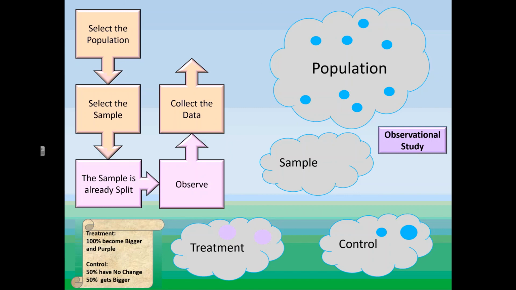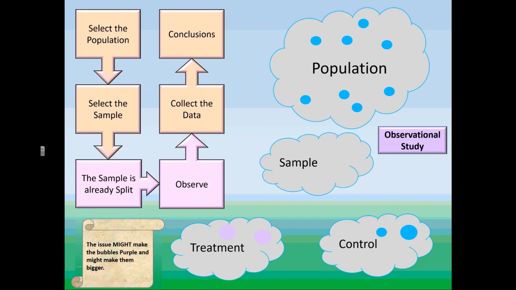Now, because we're just observing this, our conclusions are different. You have to be very careful. In an observational study, you can't prove that the treatment causes anything. In this conclusion, the issue might make the bubbles purple and might make them bigger. But we don't know that for a fact.